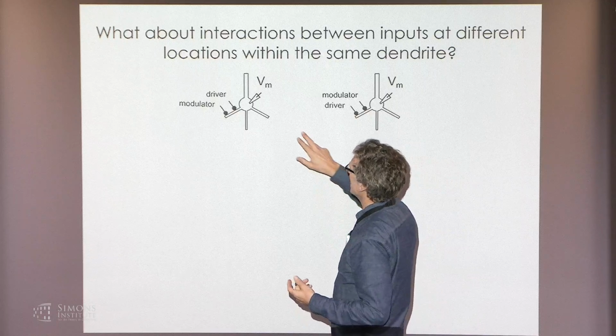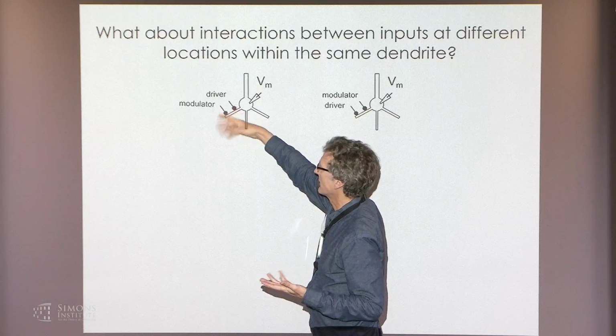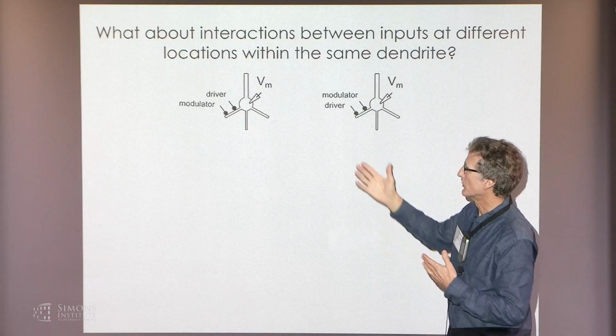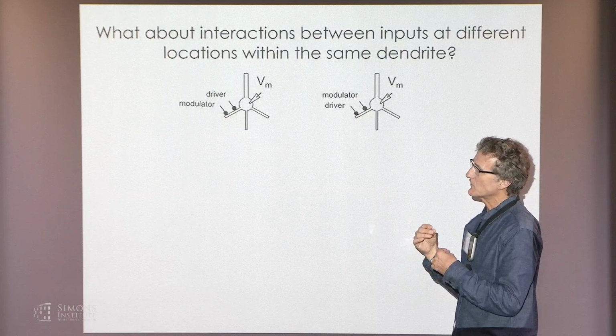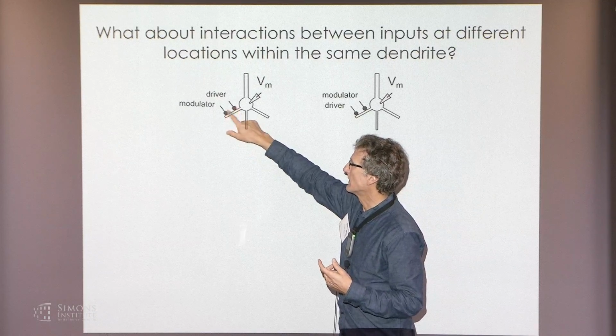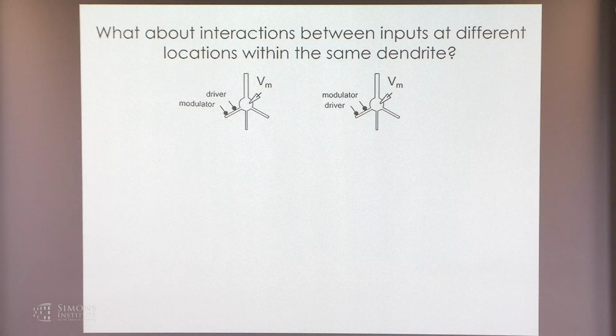One thing we could ask is, let's just consider 2 locations, and I call one a driver and one a modulator, or I can flip it. It doesn't really matter. That's a semantic term here. We're just interested in what is the symmetry or asymmetry between a proximal and a distal location on one dendrite. We know that they will individually behave differently, but what is the symmetry or asymmetry of the interaction between those 2 inputs when you apply them together?